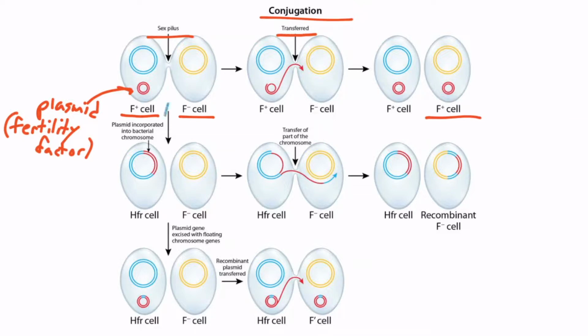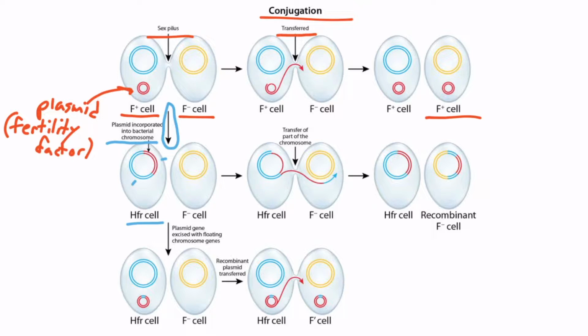If we follow this arrow down, we can see that the plasmid has incorporated into the bacterial chromosome. Now it's got some blue and some red. If this happens, the F+ cell is now called an HFR cell. HFR stands for high frequency of recombination. In other words, this cell can create lots of new combinations of genes. Let me show you why it would create new combinations.